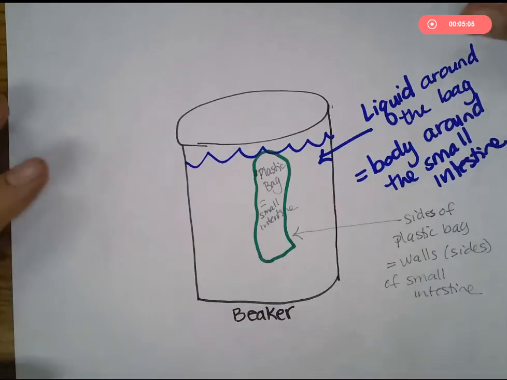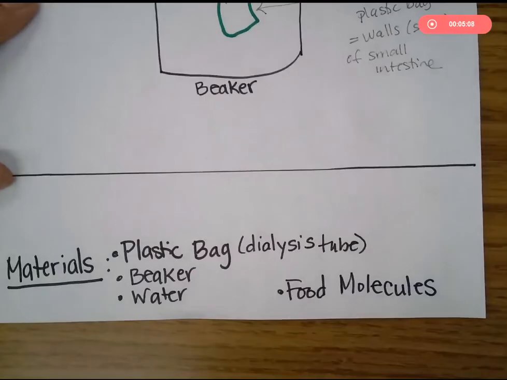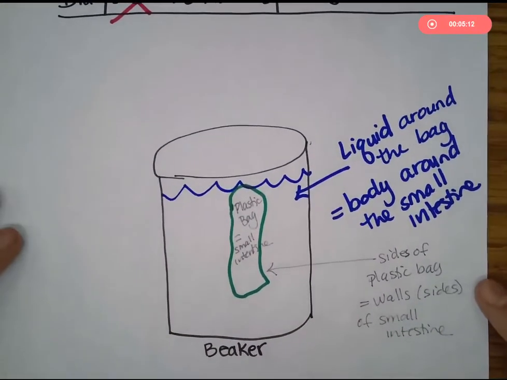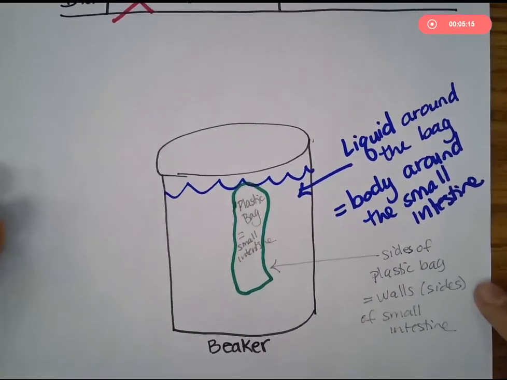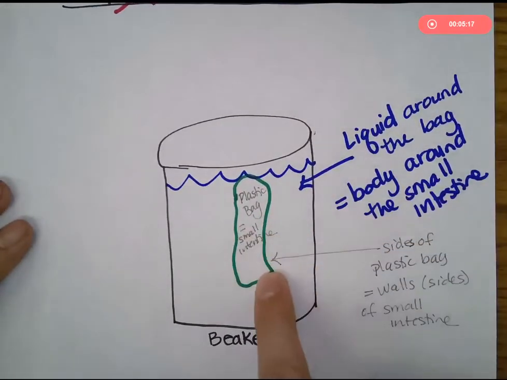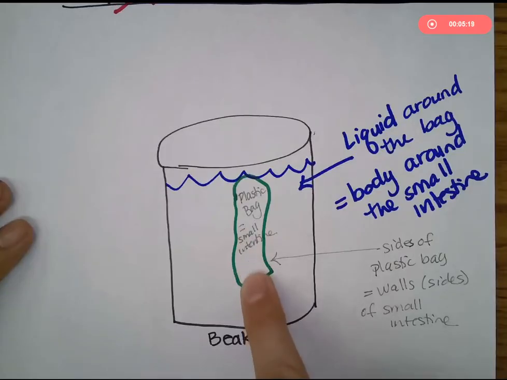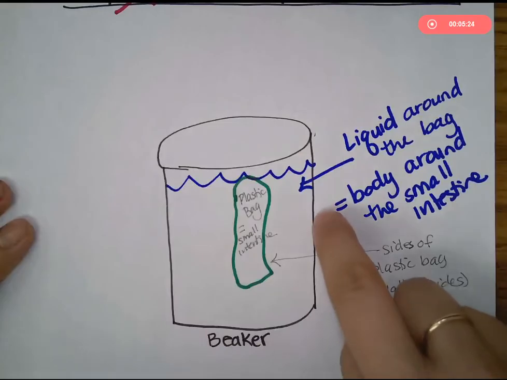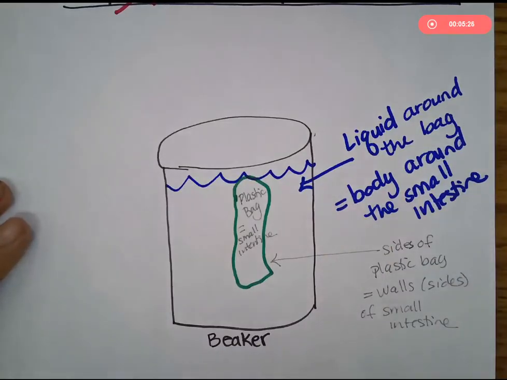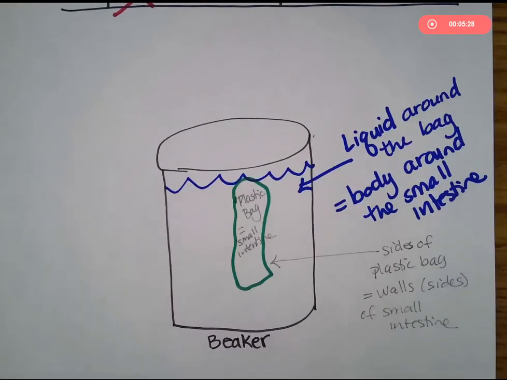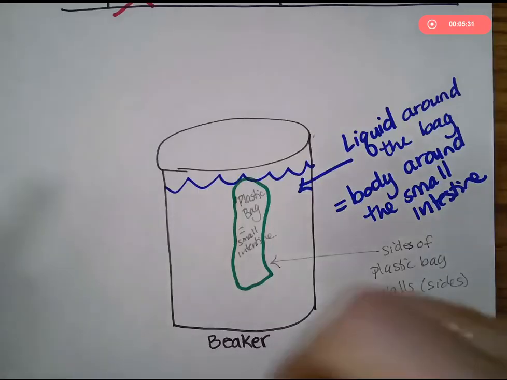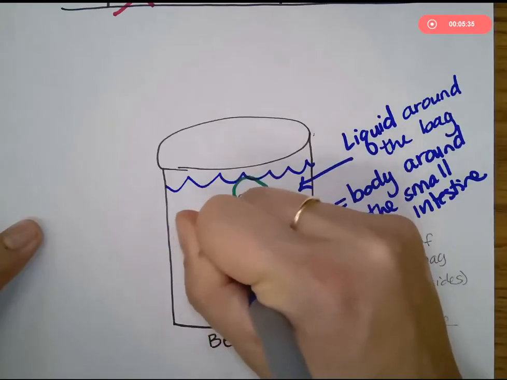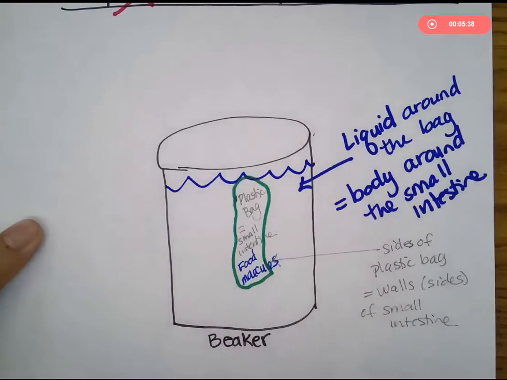And then we had one more thing on our supply list, food molecules. So where in our model should I put the food? Does the food go in the plastic bag, which represents the small intestine, or should the food go in the liquid around the bag, around the small intestine? What do you think? Where should our food go? Yes, I agree. Our food should go inside the small intestine. Food molecules.